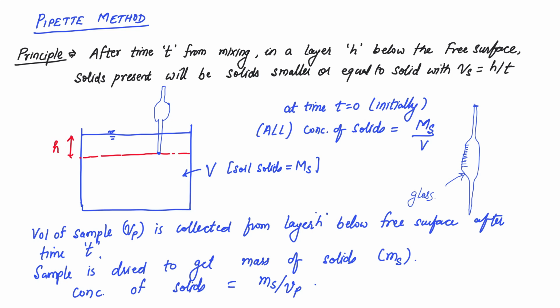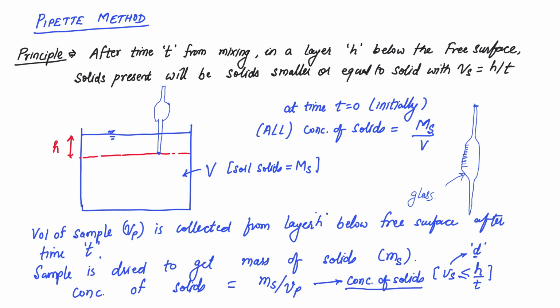This concentration of solids that I have collected in the pipette is from a layer at a depth of h and after time t. That means it indicates the concentration of solids having a settling velocity lesser than or equal to h by t. Let us assume that this small ms corresponds to a particular size of particle, small d. So this is the concentration of solids having size less than or equal to d. Yes or no?